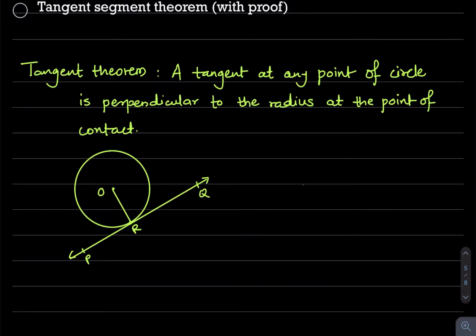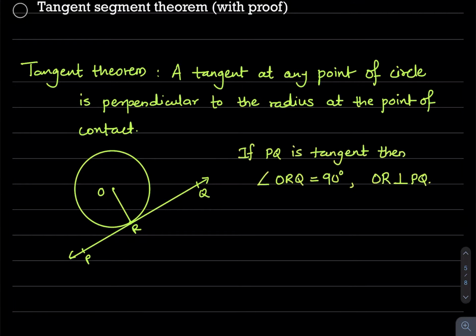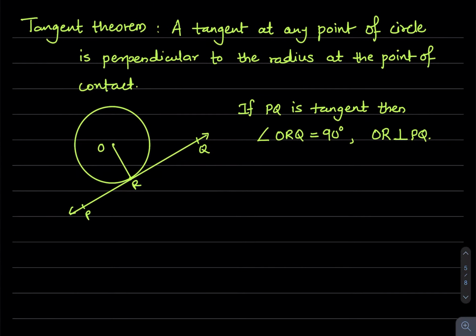So this is the tangent and this is the radius of circle OR. Then if this is tangent, then this angle will be 90 degree, or OR is perpendicular to PQ. So the radius will always be perpendicular to the tangent. So if PQ is a tangent, then angle ORQ is 90 degree. This is tangent theorem.